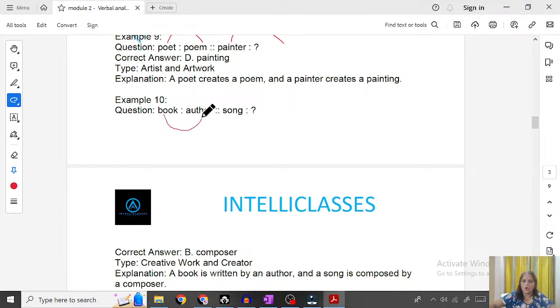Book is to author as a song is to what? So an author will write books. Who writes songs? He is called a composer. So these come under creative work and creator. So this is all for today. I hope you have understood.